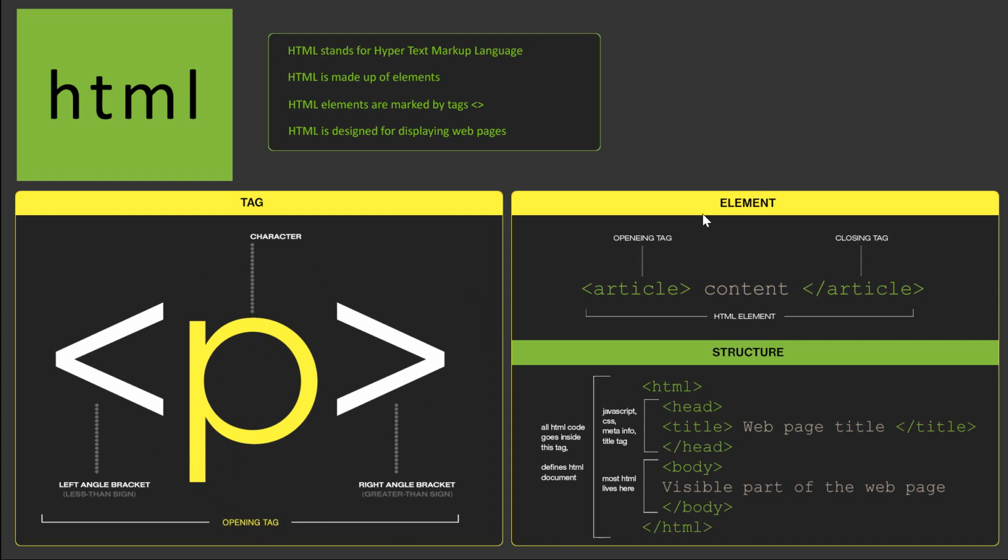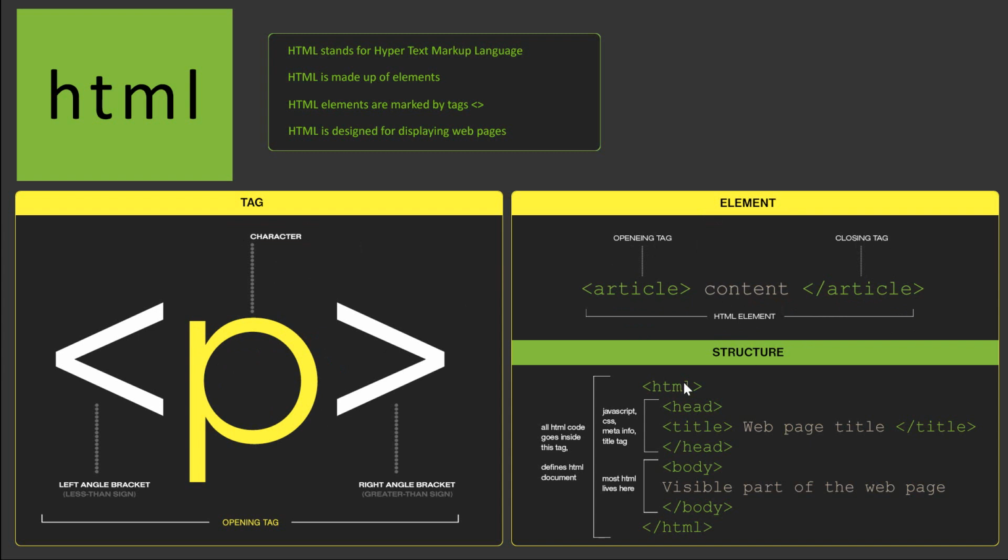Now the HTML element is a little bit different than an HTML tag. An element consists of an opening HTML tag, a closing HTML tag, and the content in between, which makes up the whole HTML element. So that is a subtle difference between an HTML tag and an HTML element.